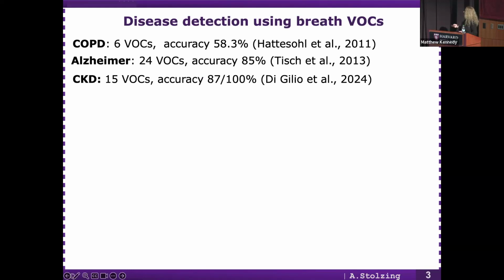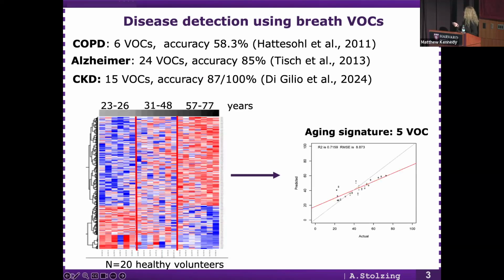And then here in an example with chronic kidney disease, you can reach an accuracy of 87% for early stages of the disease, or 100% if you're at a later stage. So people have become better at developing VOCs as a marker.